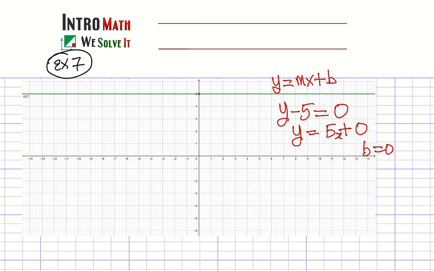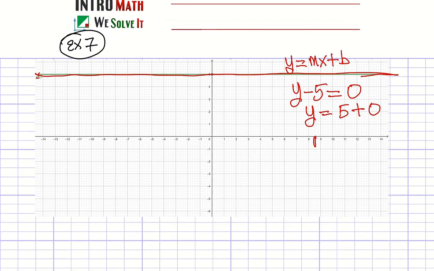Remember we talked about this before. When you have a situation like this, the slope is 0. It's a horizontal line. You just draw that horizontal line through that point, through 5. That's all you can do. It's a horizontal line. There's no slope. The slope is 0. M is 0. Okay, so these are those 7 examples we did.